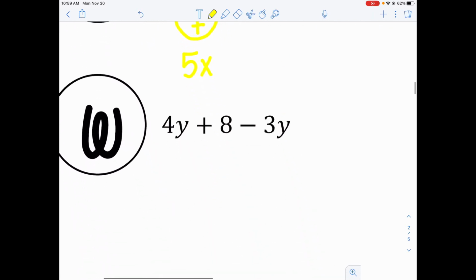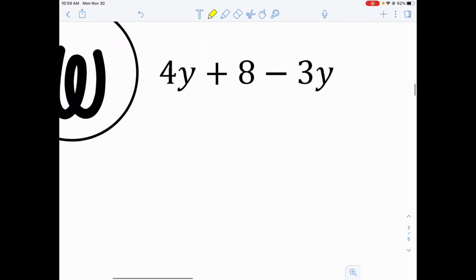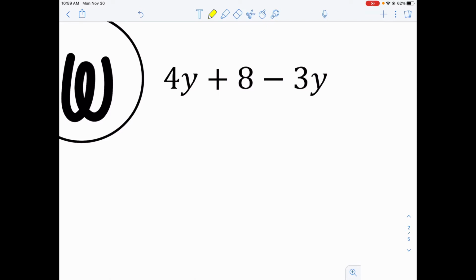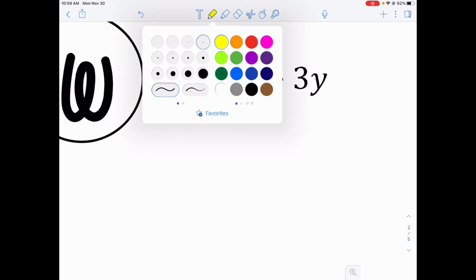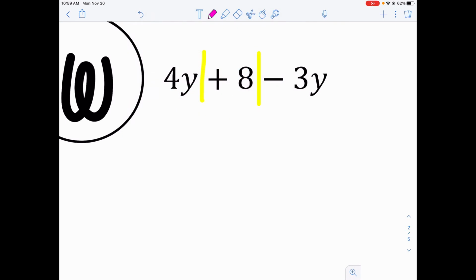All right, let's move down to w. This is more traditionally what you're going to see when you're doing your assignment over combining like terms. So here we go. First thing, we always split them into their terms. So find the plus sign or the minus sign and split them into their terms. Now we go through and we identify which ones are like terms.